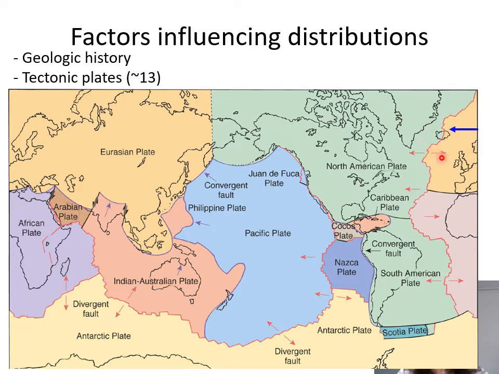We'll look here at Iceland. Iceland has those two plates being pulled apart. We see lots of tectonic activity here. We've got lots of volcanoes associated with Iceland because of this movement.